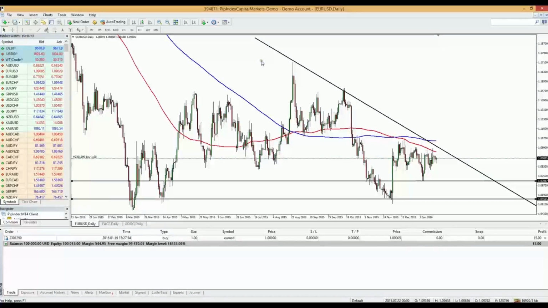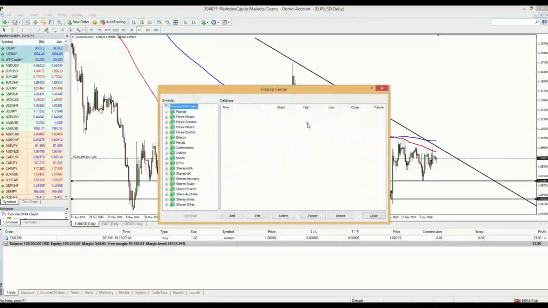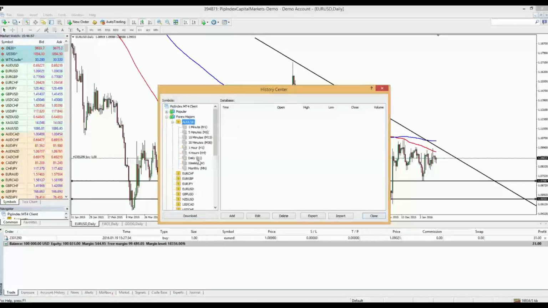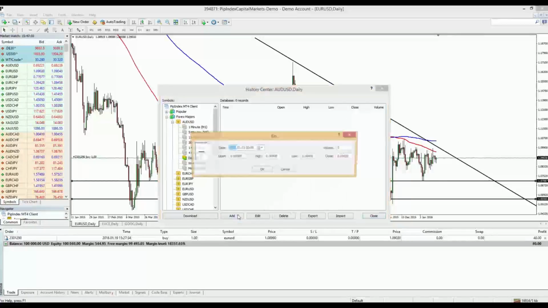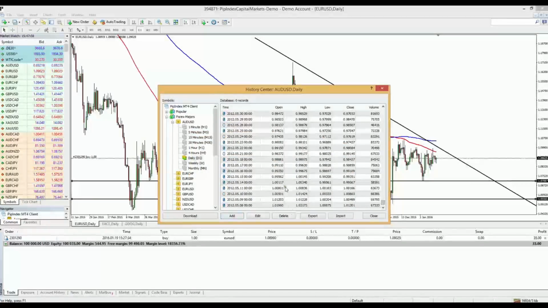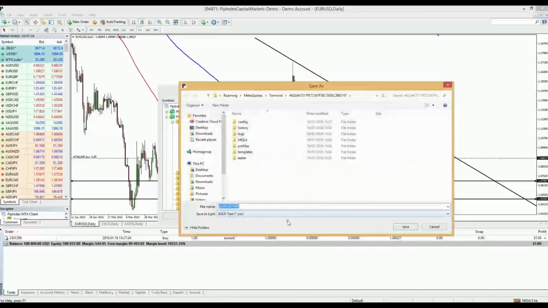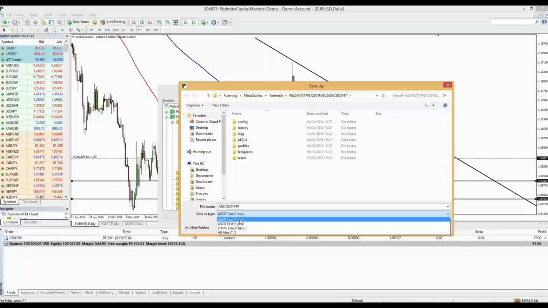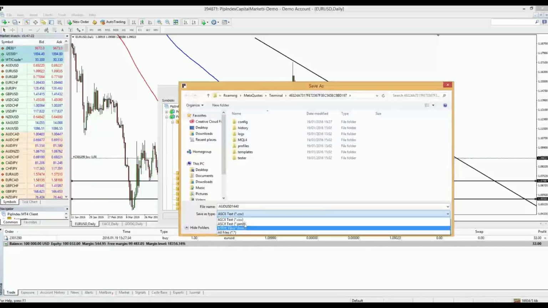Now, we also have to be able to do certain other things in the platform. We need to be able to access history. So let's just go to Tools and History Center. And if we go to, let's say, Forex Majors, we might go to, let's say, Aussie dollar versus US dollar and go to daily. Now what we have is the daily history, as you can see here from 2016 all the way back to 2012. So it's the daily history of that chart. And we can then export this. We might want to export this as an HTML file or as an ASCII file or as a CSV file, which is basically the same thing, or another file.